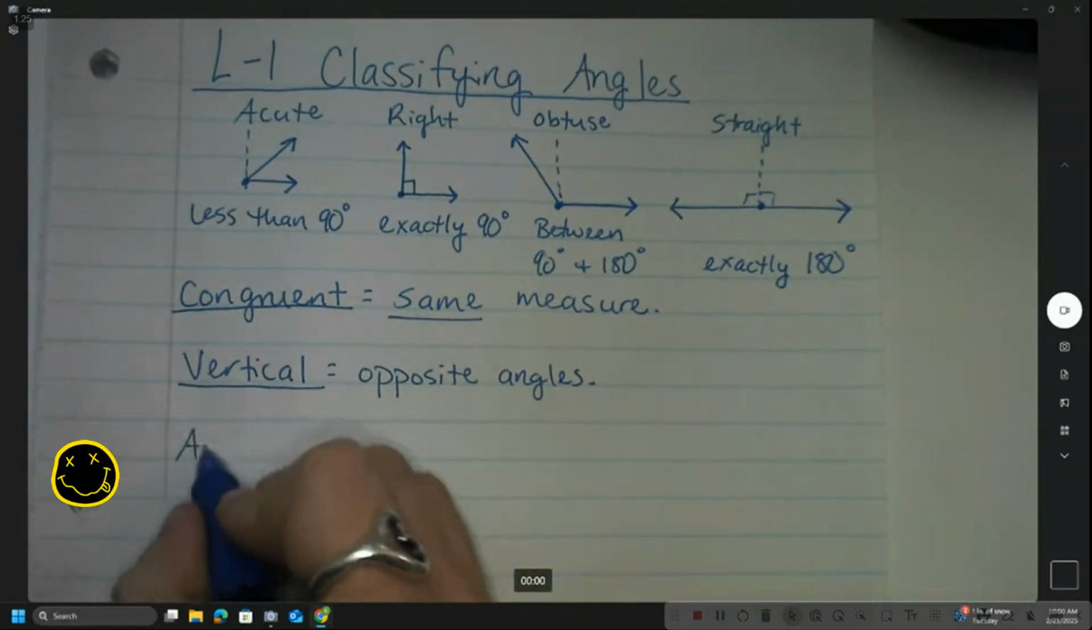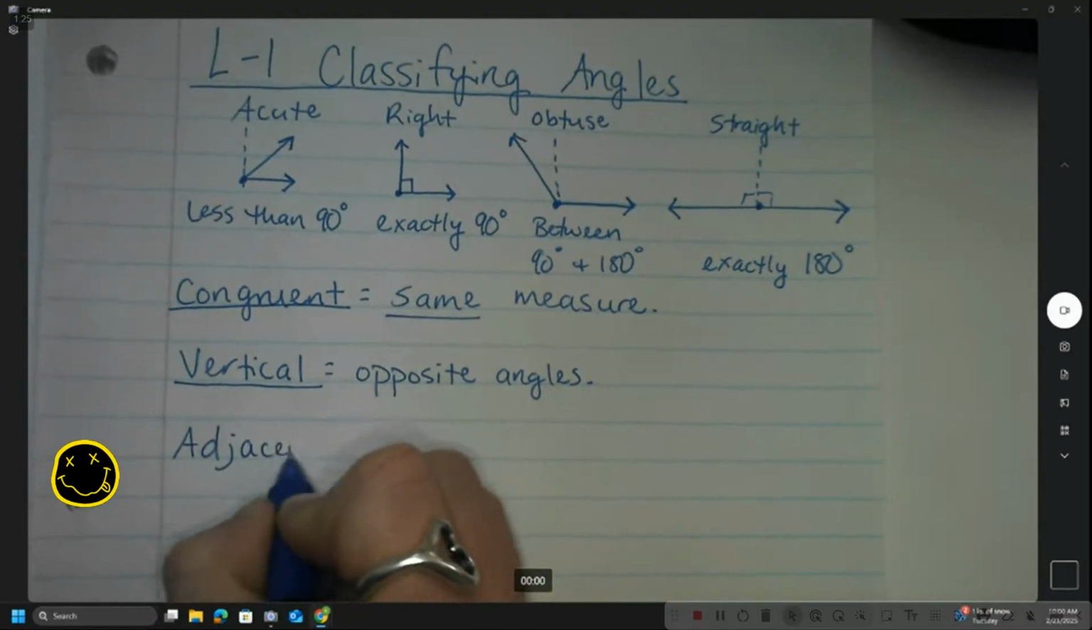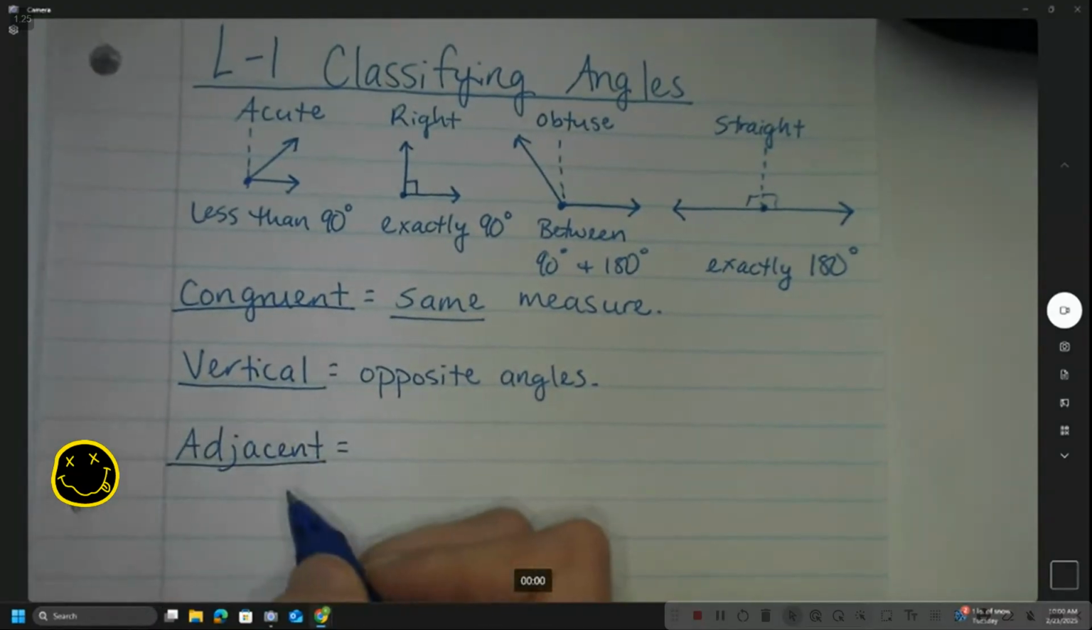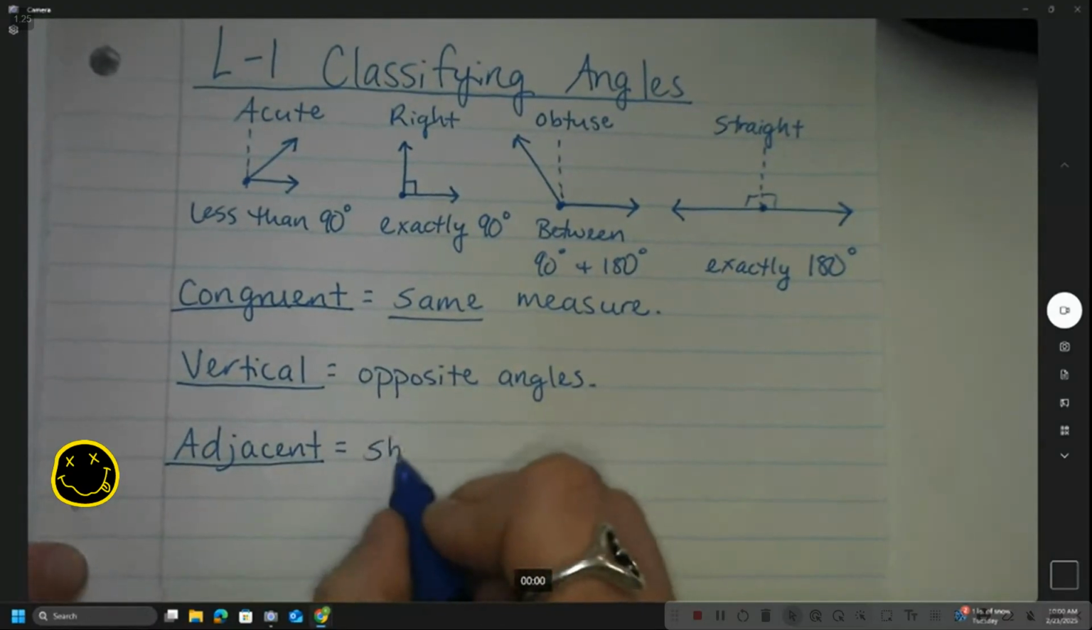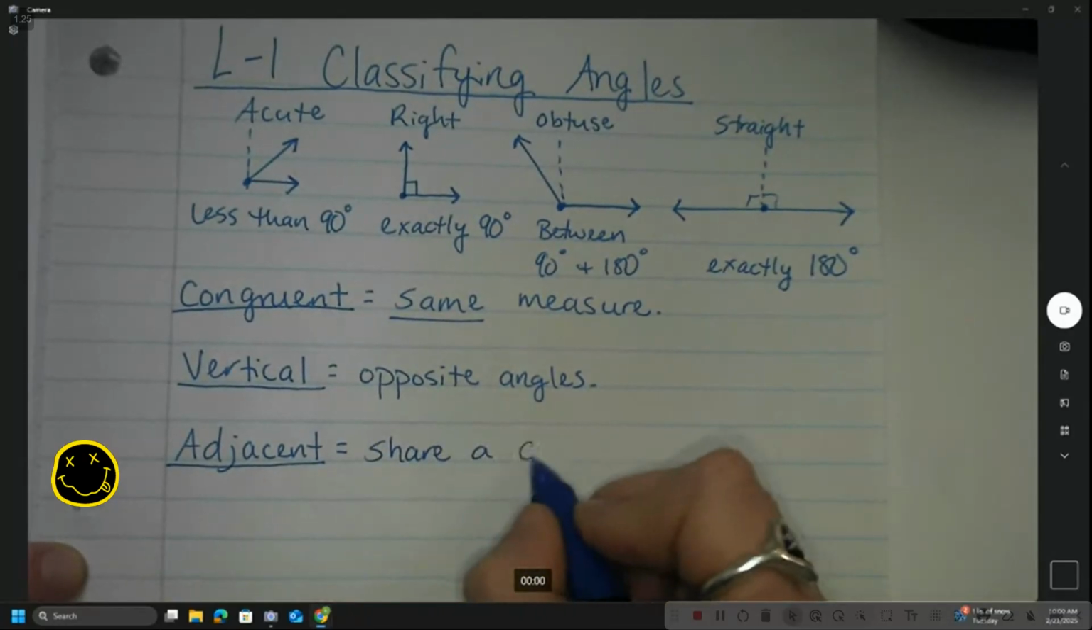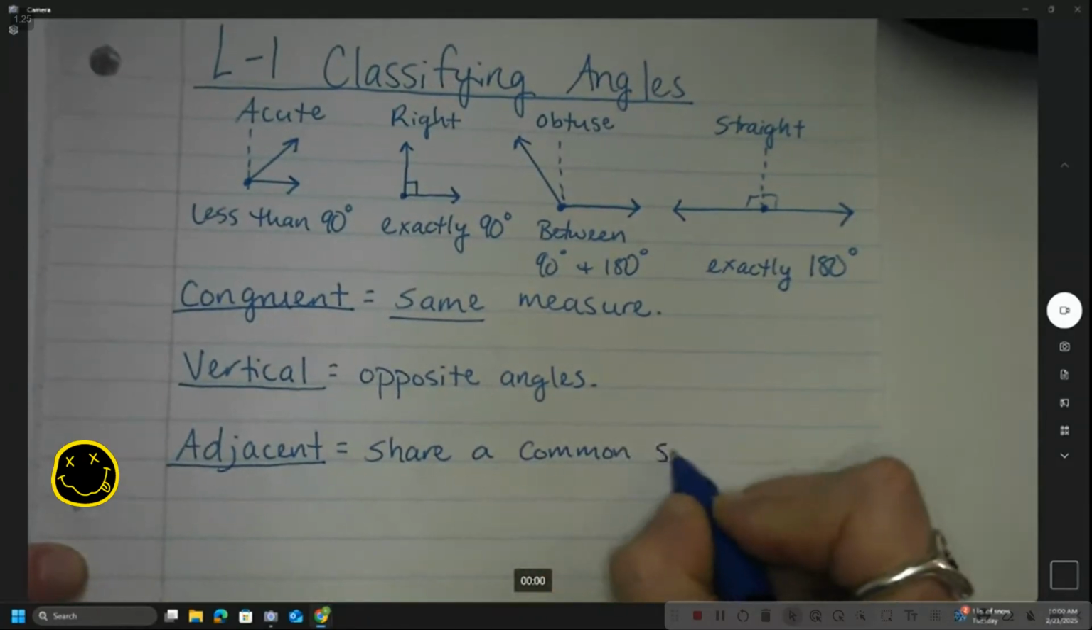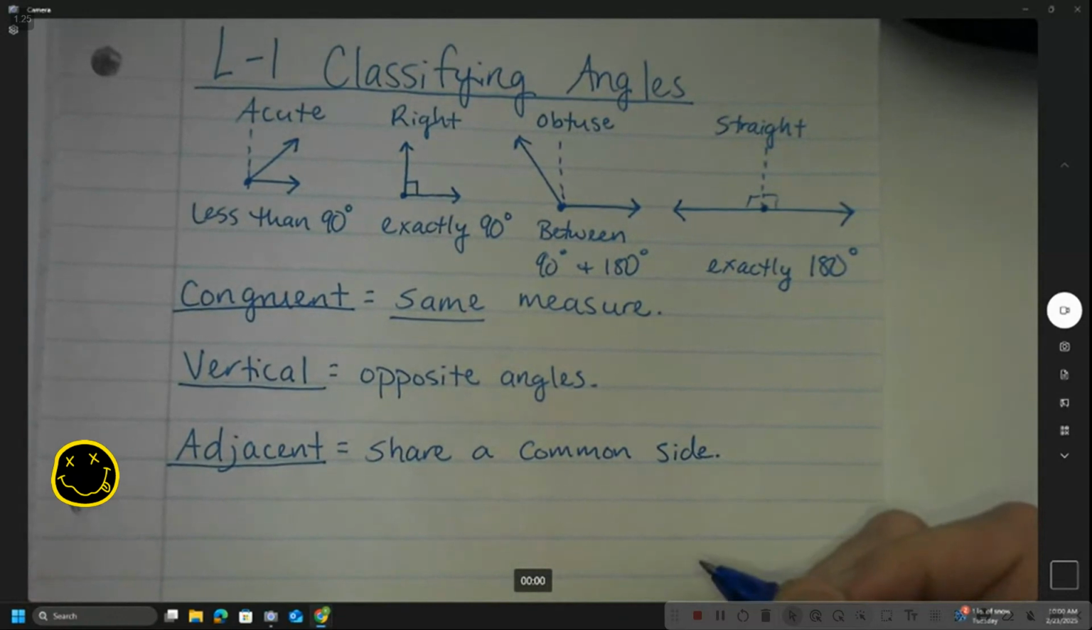And then one more is called adjacent. They're not opposite of each other, but they share a common side. Angles that share a common side. Okay, so there's some vocab for you.